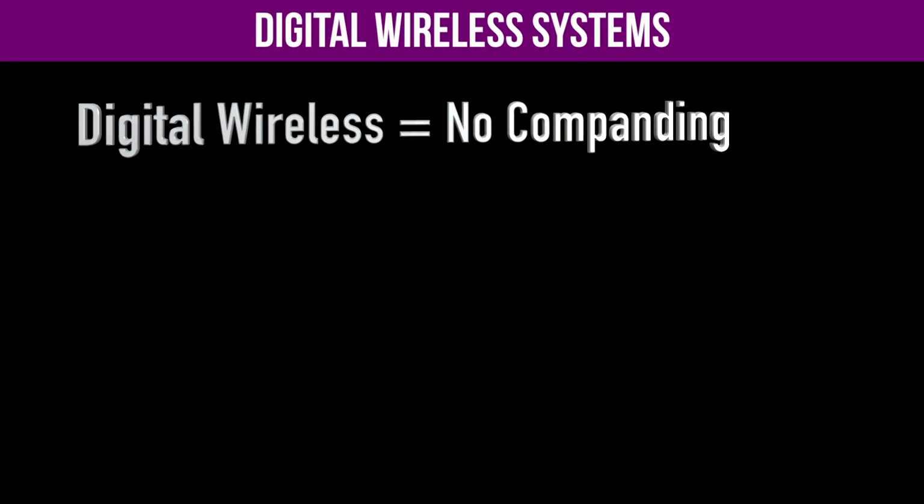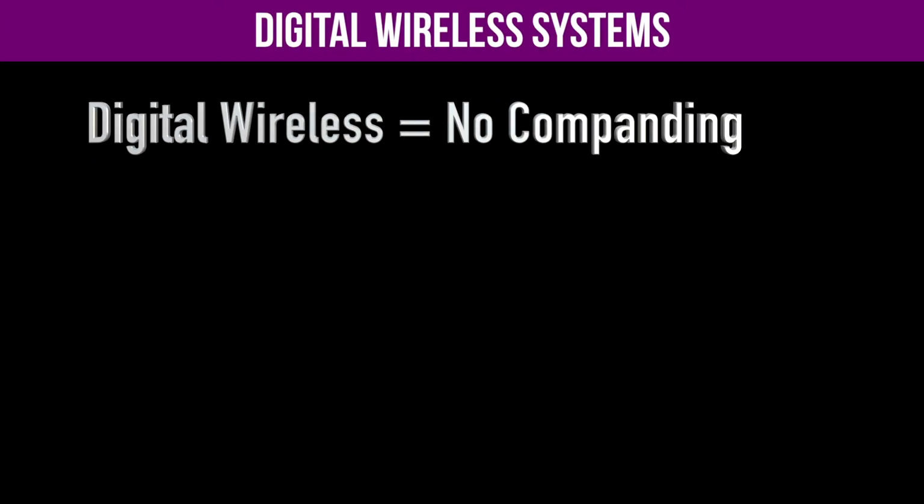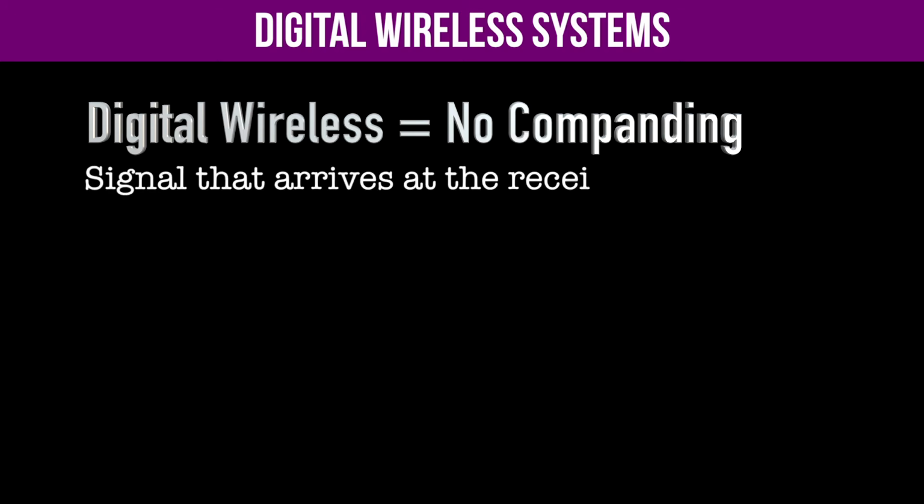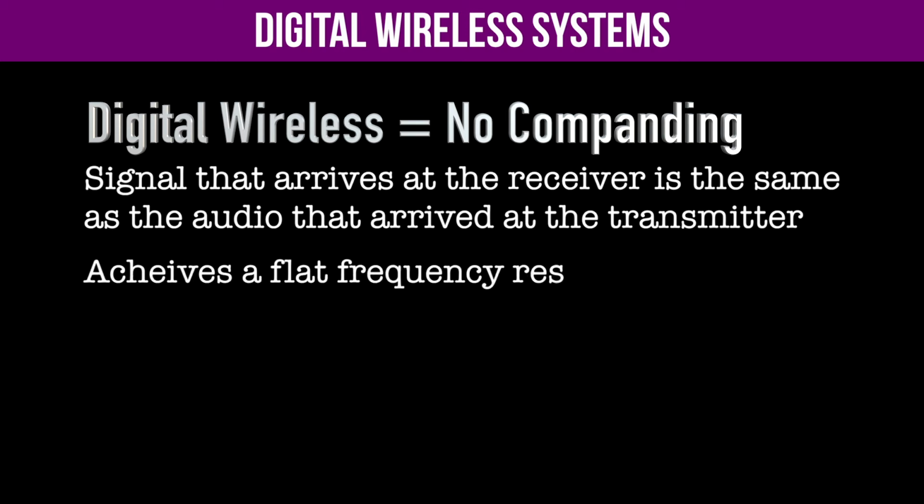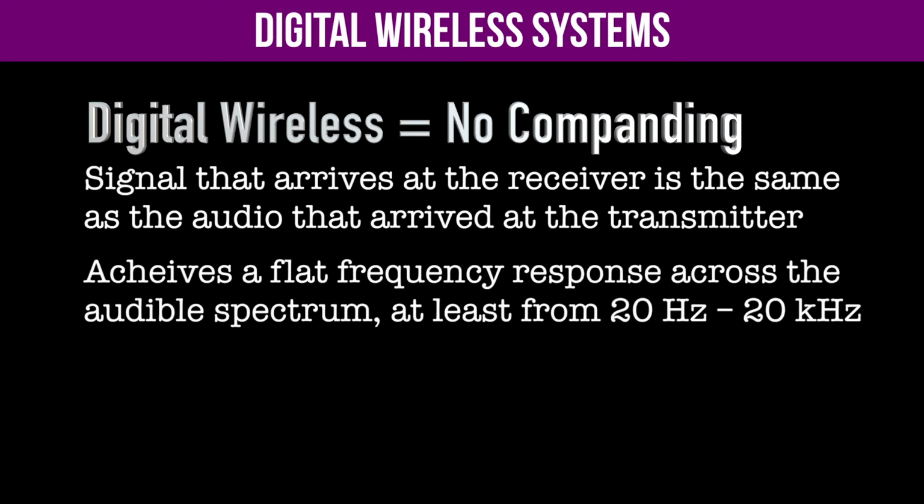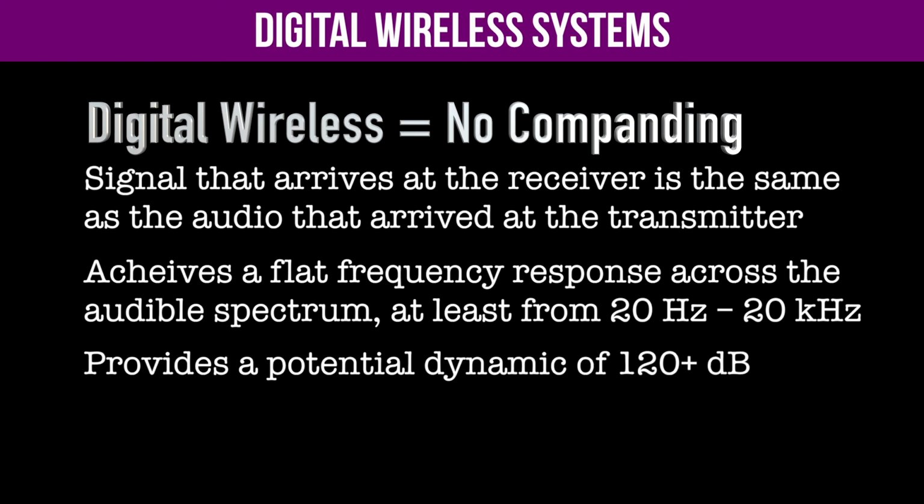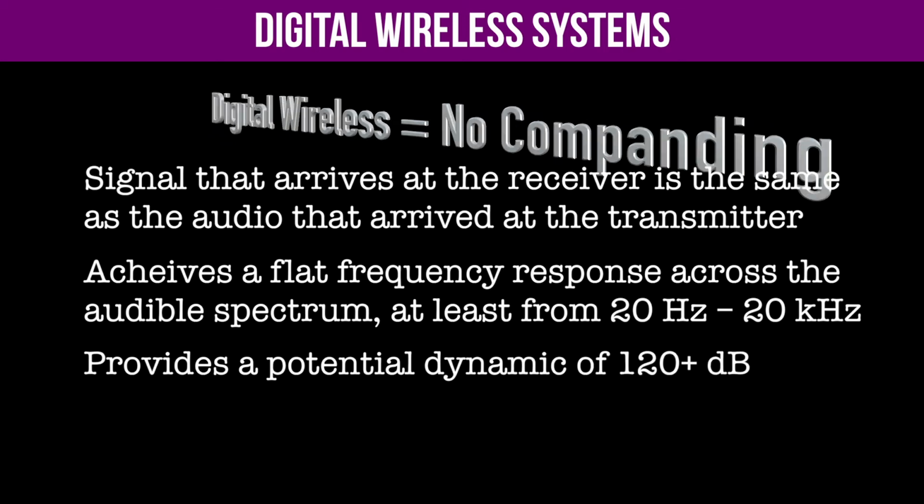Unlike analog wireless systems, the transmission of a digital audio signal doesn't require companding. Therefore, the signal that arrives at the receiver is the same as the original audio that arrived at the transmitter input. A digital wireless system achieves a flat frequency response across the entire audible spectrum, at least from 20 Hz to 20 kHz, and it provides a potential dynamic range that approaches or even exceeds 120 dB.